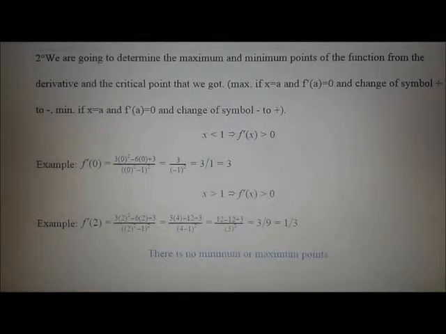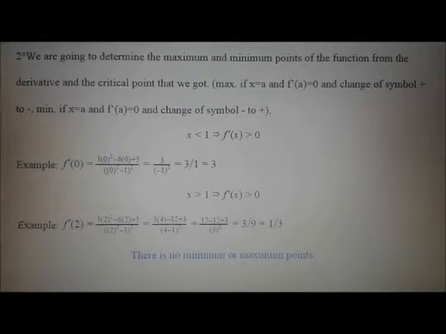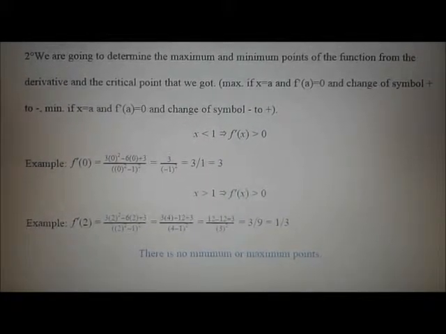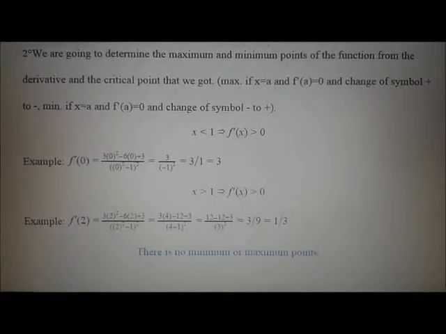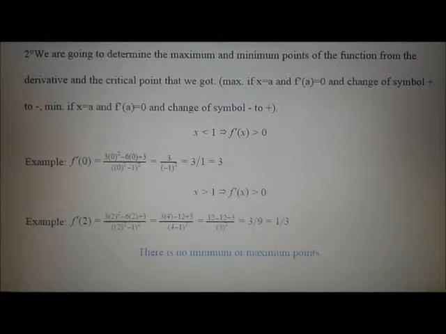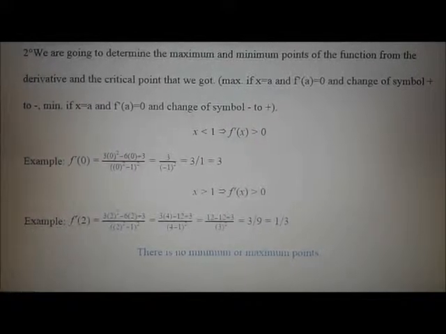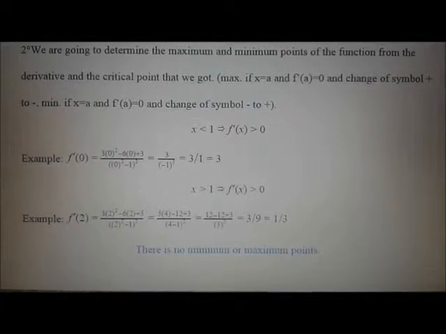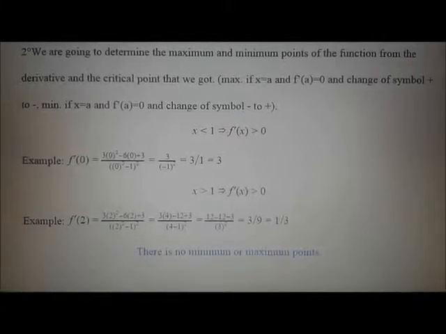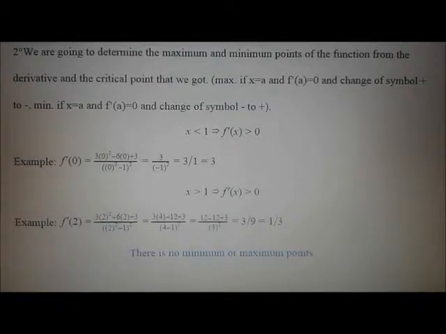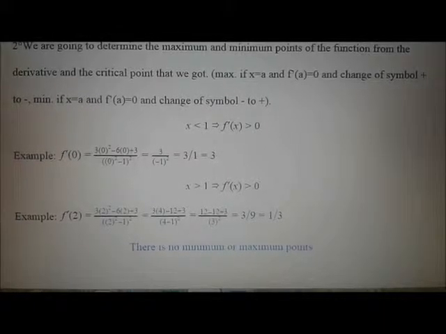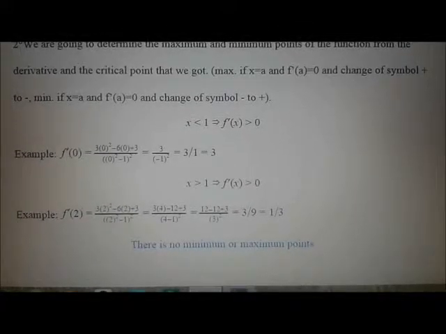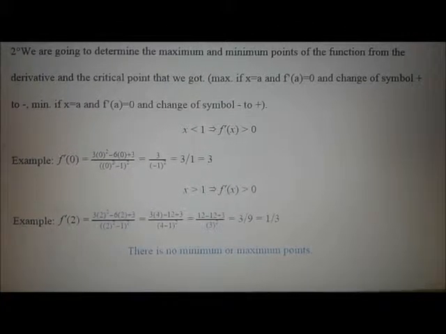For example, take 0. The first derivative at 0 is 3 multiplied by 0 squared minus 6 multiplied by 0 plus 3, divided by 0 squared minus 1, all squared. The result is 3 divided by minus 1 squared, that is equal to 3 divided by 1, and that is equal to 3. So the first derivative at 0 is major than 0.